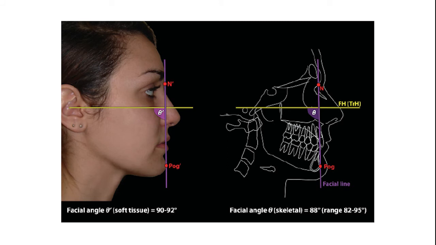The next is the facial angle. Downs described the facial angle as the inferior inside angle in which the facial line, nasion to pogonion, intersects the Frankfurt horizontal plane. Downs found a mean value of 88 degrees with a range of 82 to 95 degrees. It indicates the relative sagittal position of the mandible or chin to the upper face.